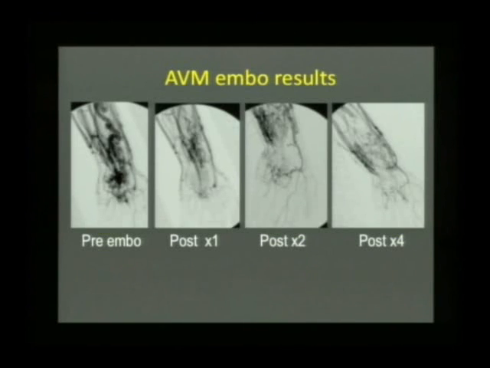Here's the angiogram in that girl pre-embolization. You can see the nidal locations in the forearm and 2 in the palm. After 1 embolization, this is after the 2nd embolization, and now we're after the 4th embolization.